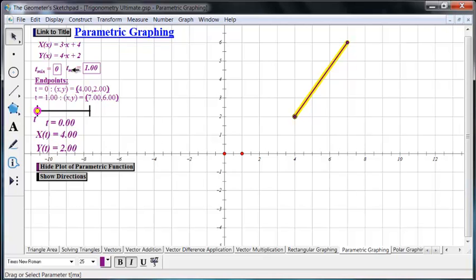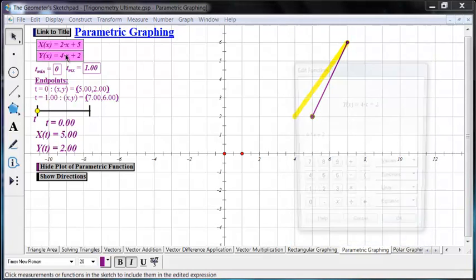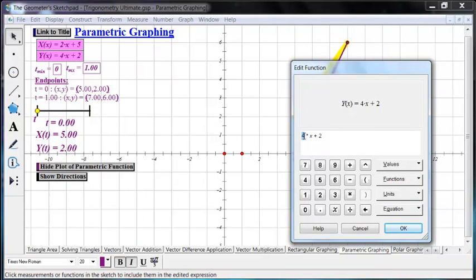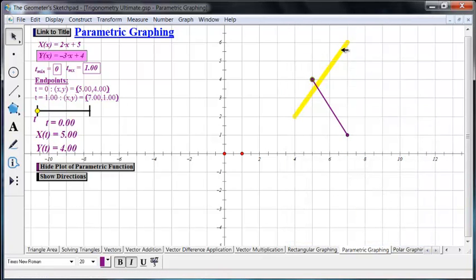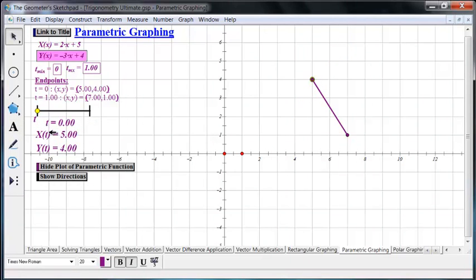Let's try another one here. We'll still go from 0 to 1, and let's change this to be 2t plus 5. And let's change this to negative 3t plus 4. Okay, now notice I've still got that yellow showing, so let's get rid of that. Let's go to Display, Erase Traces, and we can erase that.